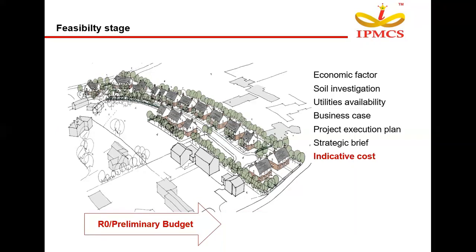And with that they'll be preparing a business case, to spread it in the market about their project. A project execution plan will be prepared. This will be at a broader level, so this is an approximate plan. We'll also be preparing a strategic brief for the project, and at this stage we'll calculate a cost which is called an indicative cost or the approximate costing. This cost is also called an R0 or preliminary budget for a project.